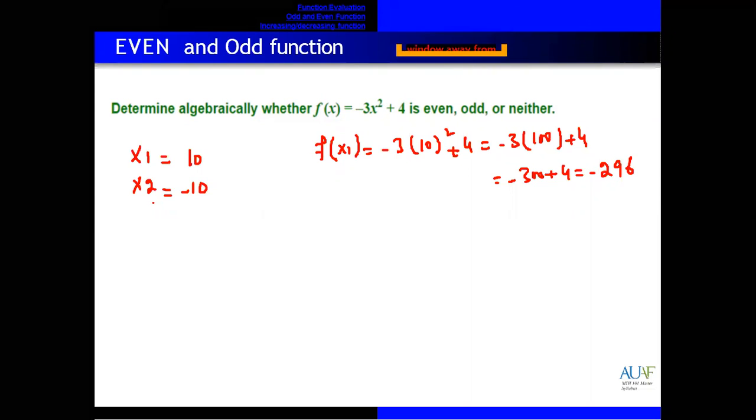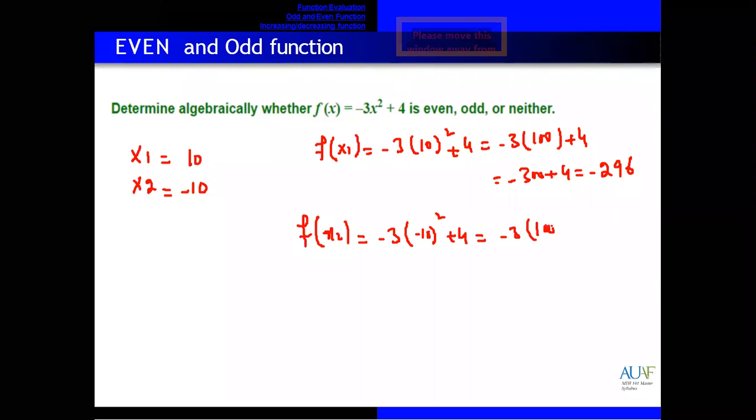Next, if we have x2 equal to minus 10, so f of minus 10. Again, minus 3 into minus 10 square plus 4. Minus 10 square equal to 100, minus 3 multiplied by 100 equal to minus 300, plus 4 equal to minus 296. So this proves that yes, this function is an even function.